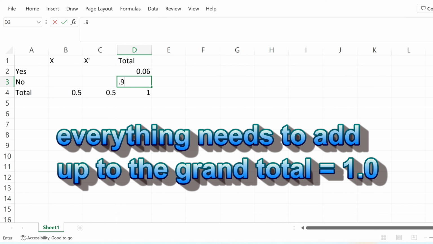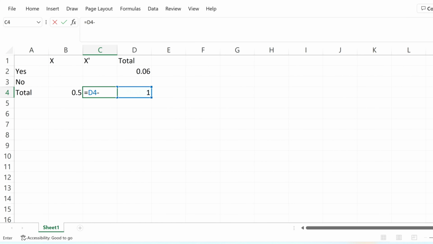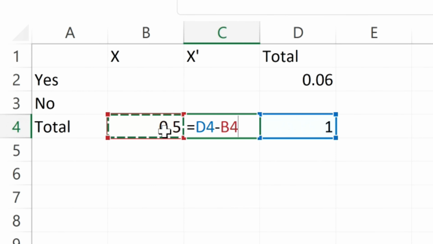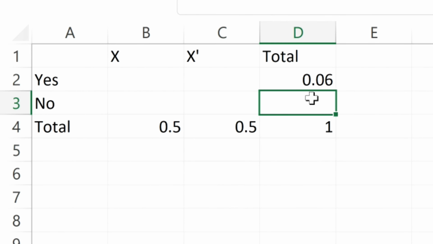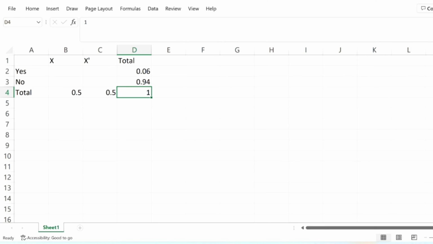I can also put a formula in the cell instead of typing in the number. This would be equal to 1 minus 0.5, and so that gives me 0.5. And this would be equal to 1 minus 0.06, and that gives me 0.94. Okay, so now we have all the marginal probabilities filled in. Let's go back to the problem.